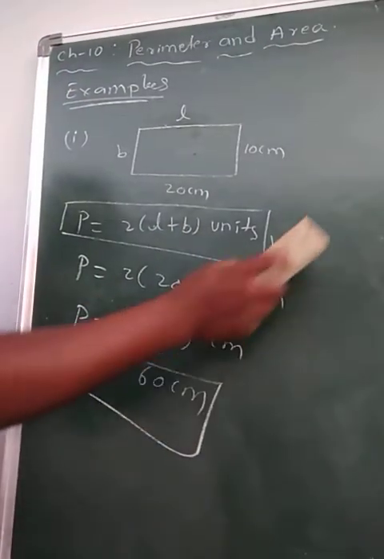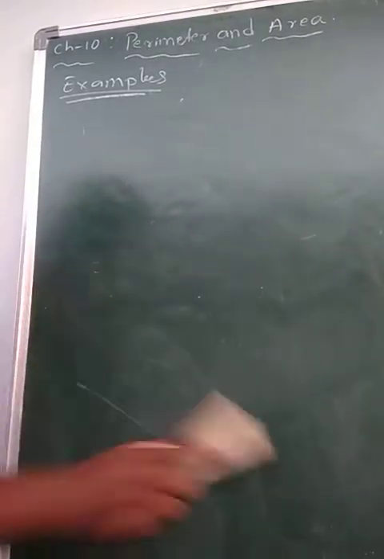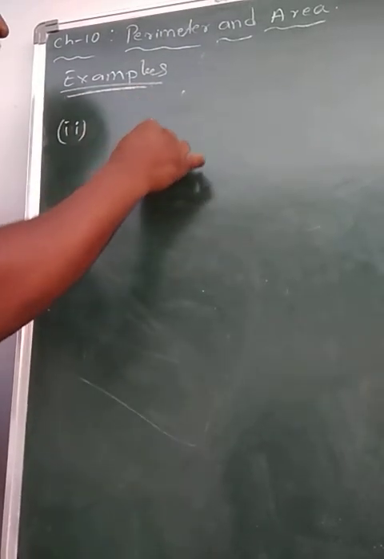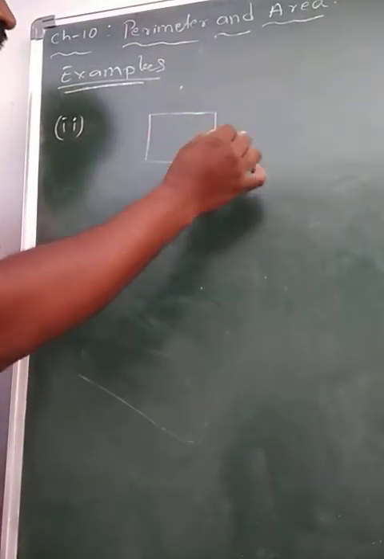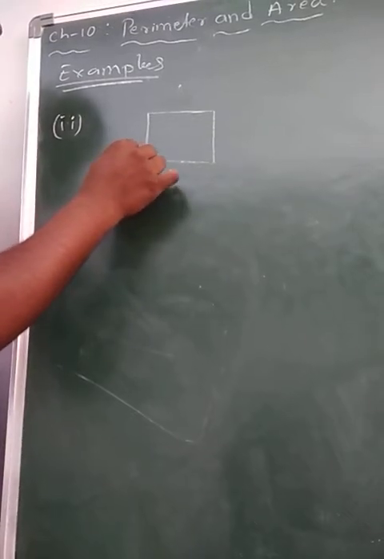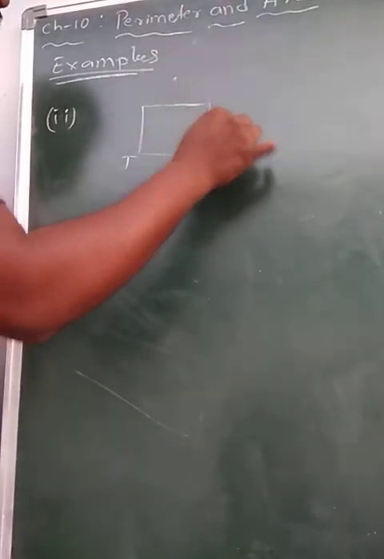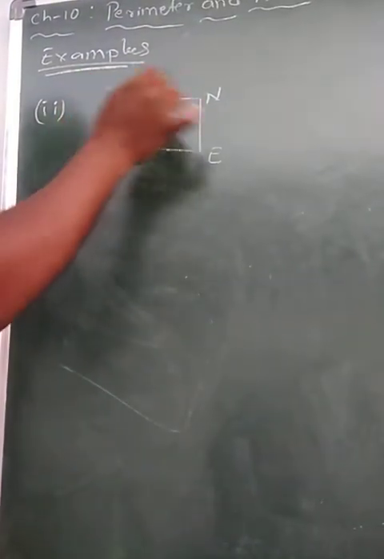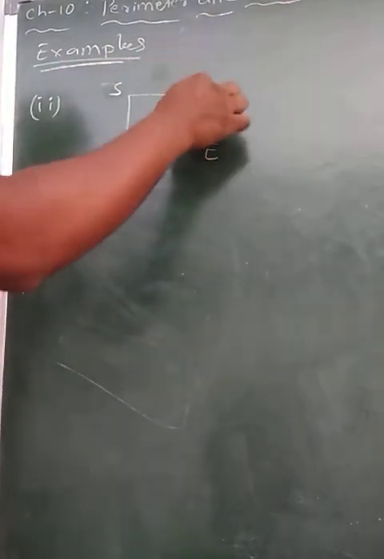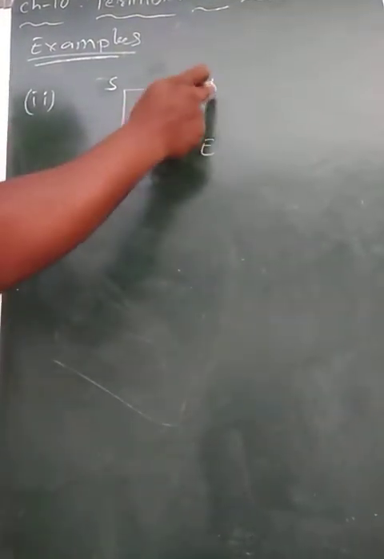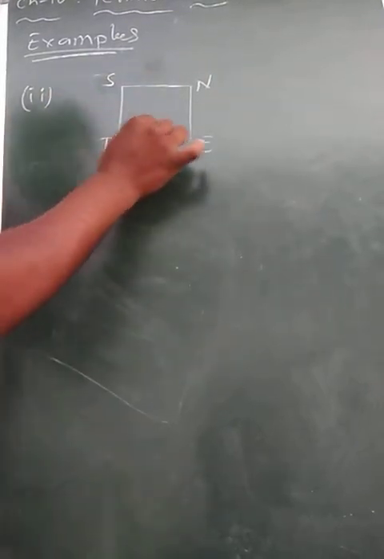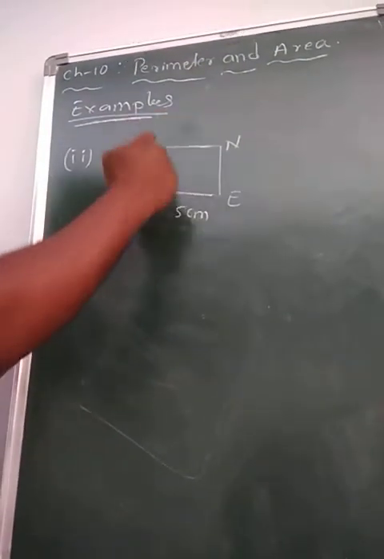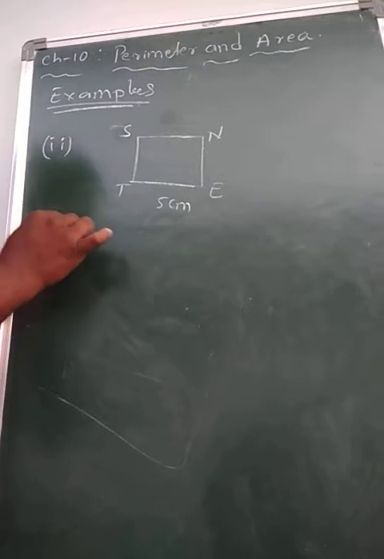Now taking one more example. This time I am taking a square. TENS is a square. The length of a side of the square is given here as 5 centimeter. We know in a square all sides are equal. So what is the perimeter of a square?